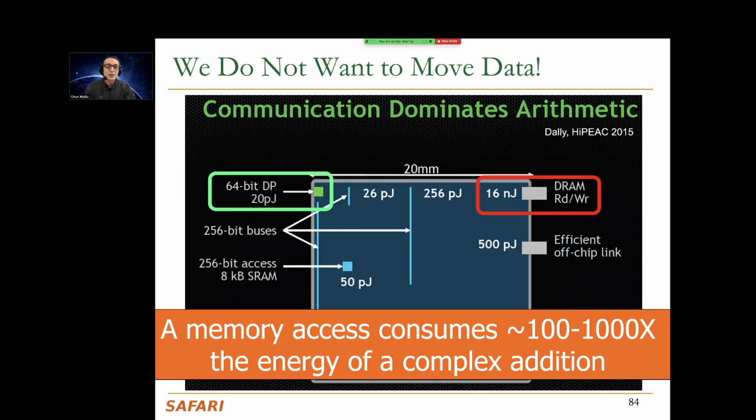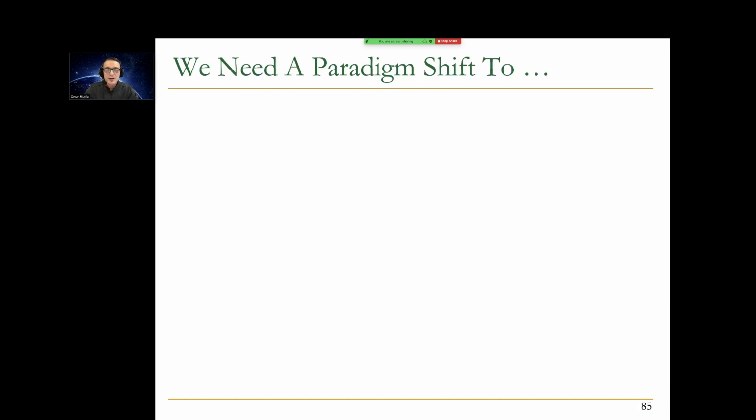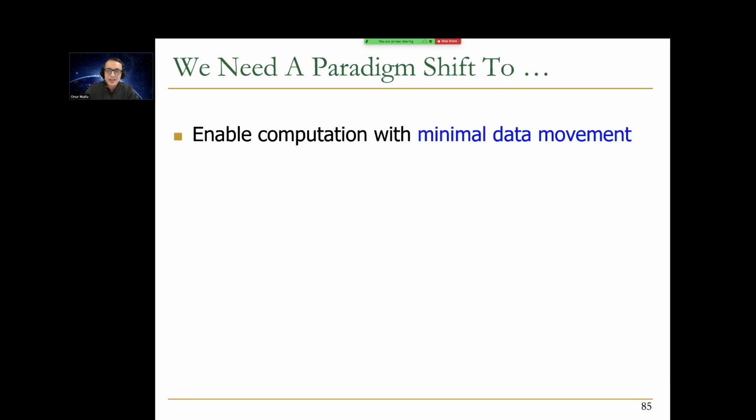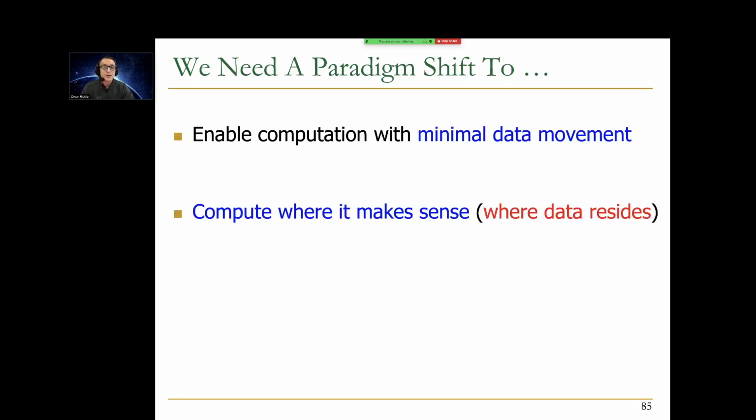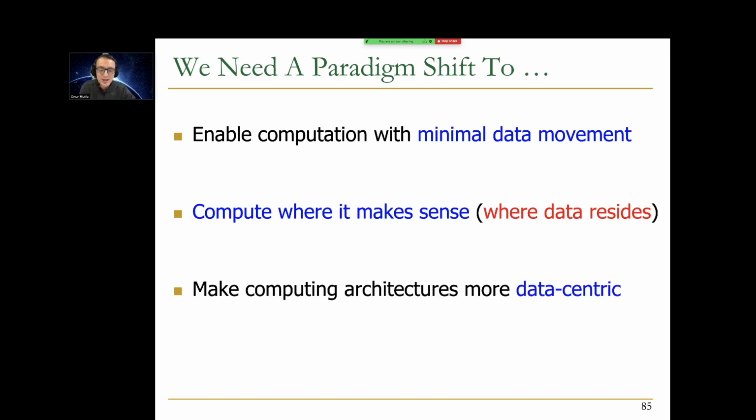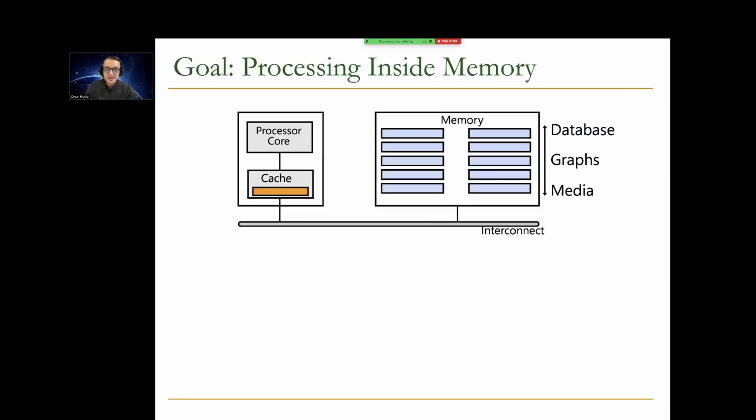So I would argue that we do not want to move data, especially when we're dealing with a lot of data. So we need a paradigm shift to enable computation with minimal data movement, compute where it makes sense, where data resides, and I believe wherever data resides, and wherever we move the data. So we don't want to limit ourselves to memory, cache, storage. We want to do it everywhere, including the network. And we would like to make computing architectures more data-centric as opposed to processor-centric.